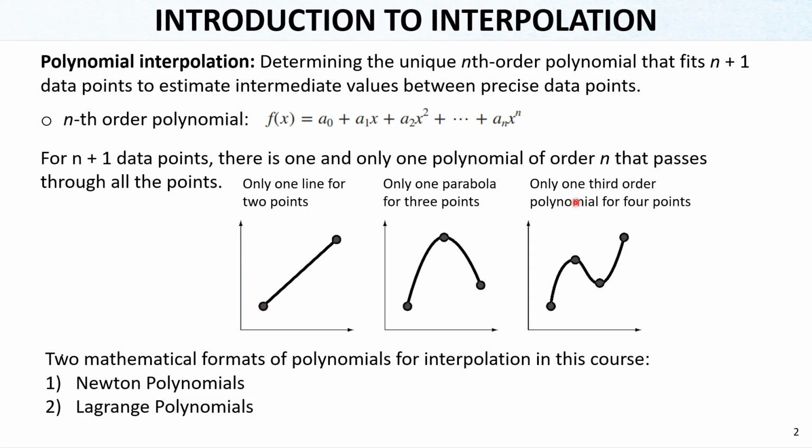You can see here only one line for 2 points. For 3 points, a parabola, a second order polynomial, only one, and a third order polynomial for 4 points only. And there are two mathematical formats of polynomials for interpolation that we are going to see in this course. First, Newton polynomials, then Lagrange polynomials. Especially in this chapter, chapter 15, we will be seeing the Newton's polynomials.